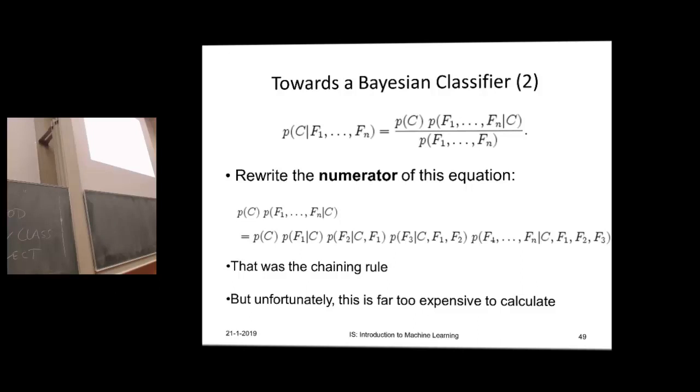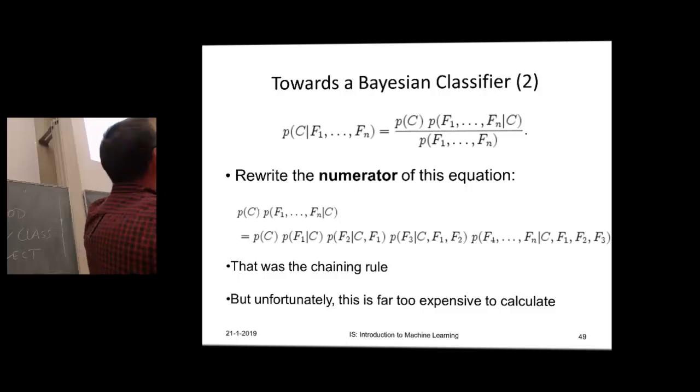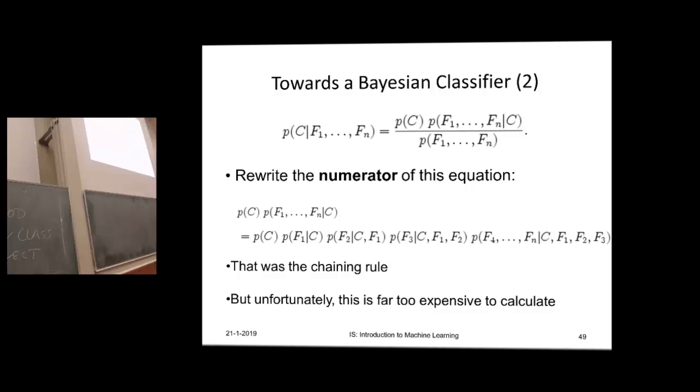And this is basically rewritten through the product rule, or the chain rule, sorry, into the probability that C happens, multiplied by the probability that, under the assumption that C happens, F1 happens, and the probability of F2 under the assumption that F1 and C happen, and so forth. So we need to calculate all those values, and that is far too expensive to calculate if we have a huge data set.